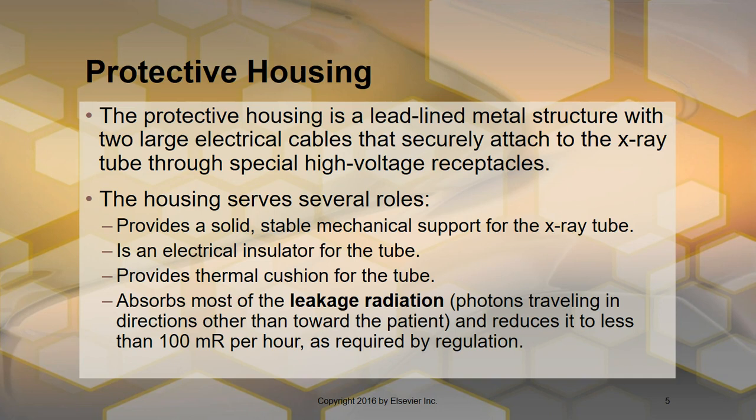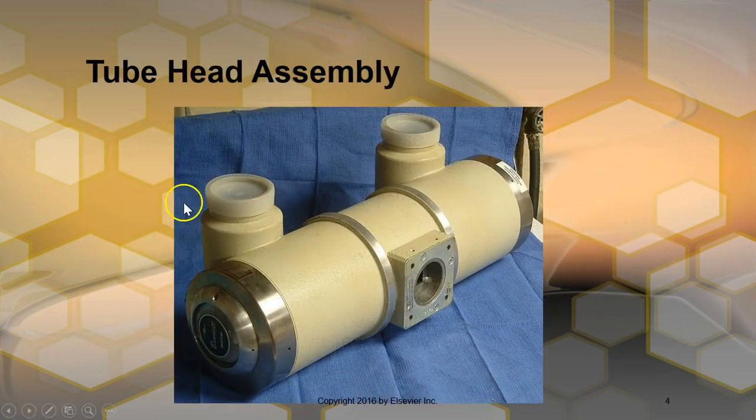So you should be able to touch this whole tube assembly and not worry about getting your hands hot or burned or anything like that, but it also keeps down the possibility of electrocution. There are two large cables that enter the housing and are securely attached to the tube through special high voltage receptacles. And if we go back to this image right here, that's where these two tubes go through.